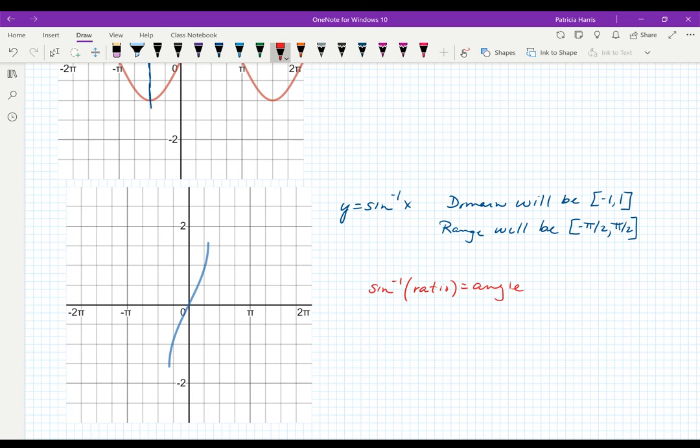Okay, so there are many, many different reasons we would want a function to be one-to-one. Okay, one input for one output. Okay, we are going to talk about the difference between evaluating and solving an equation in a little while, but let's talk about cosine inverse and tangent inverse as well.